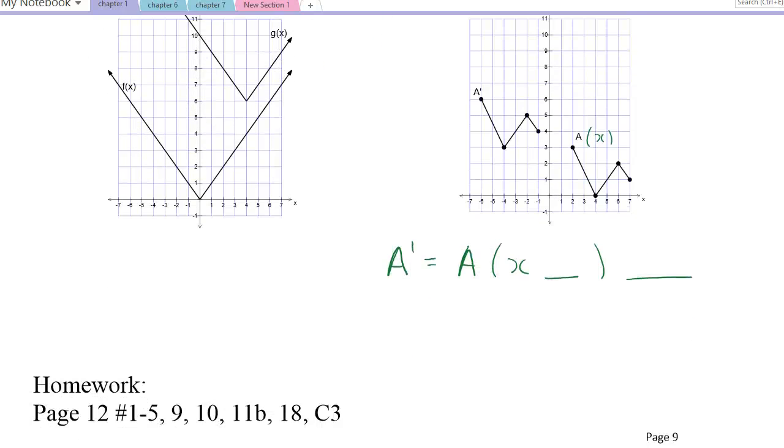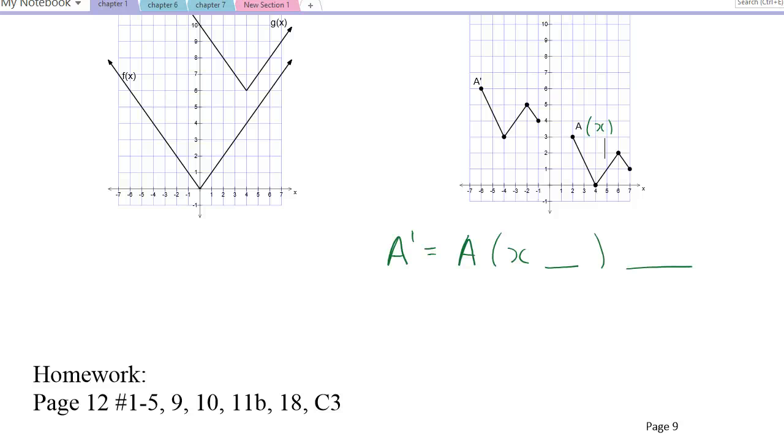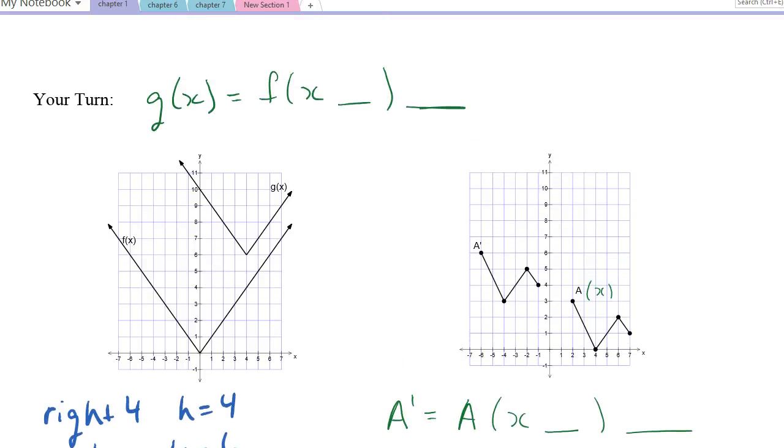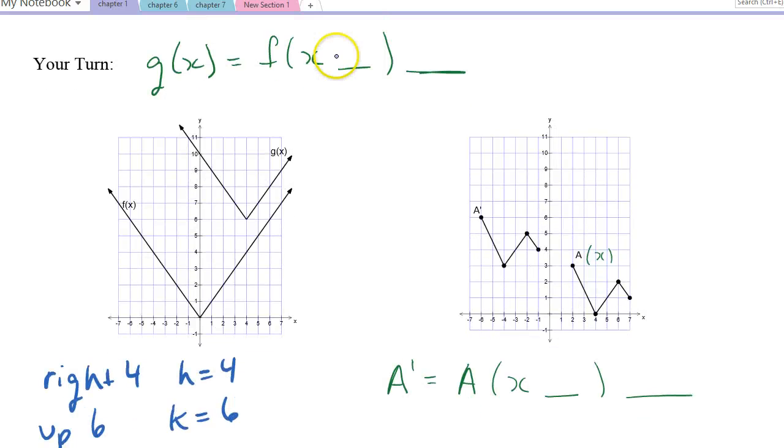Okay, let's see how you did. Looking at the first one, it seems to me that we move right 4. So my h value is going to be equal to 4. And it looks to me like we move up 6. So my k value is going to be equal to 6. So then I can say that g of x, we're going up over here, g of x is going to be f of x minus 4 plus 6. Right? So if my h is 4, I write in here the opposite of 4.